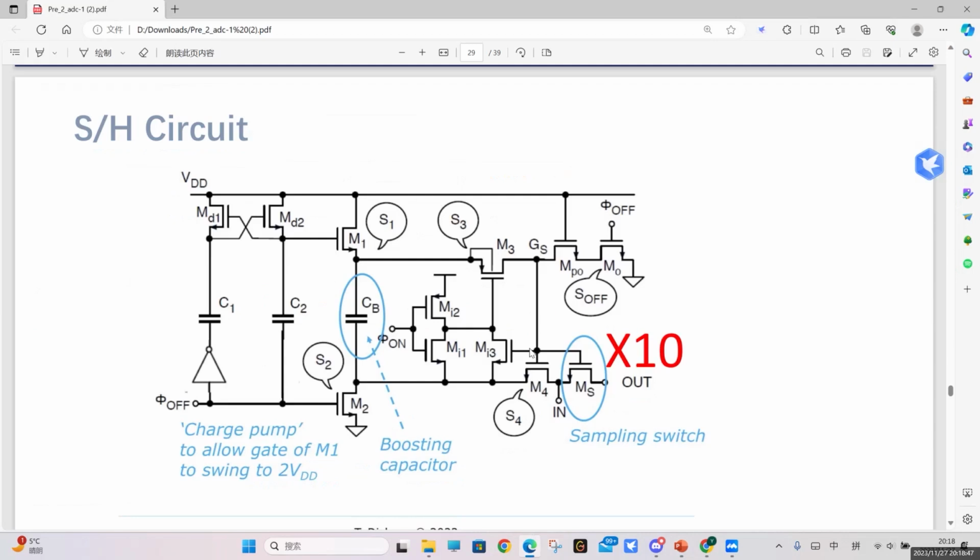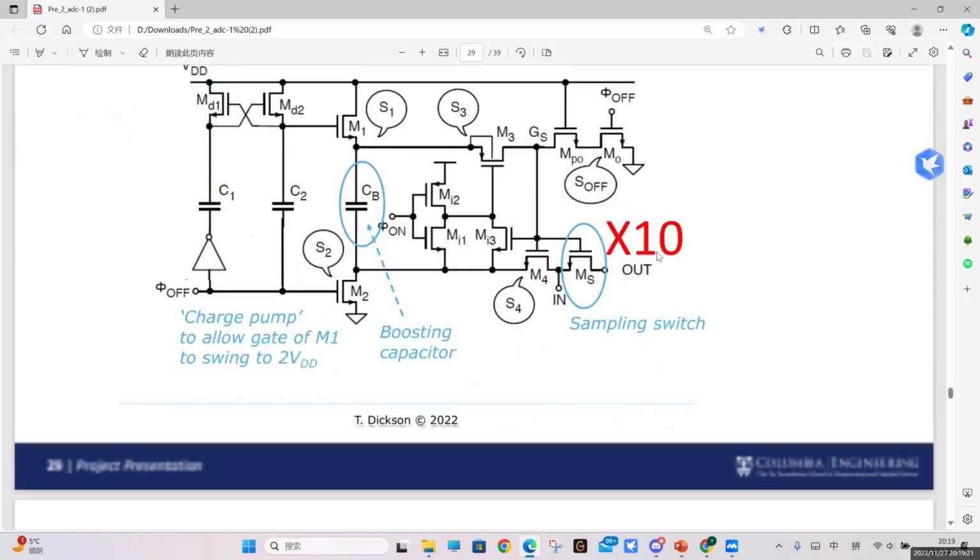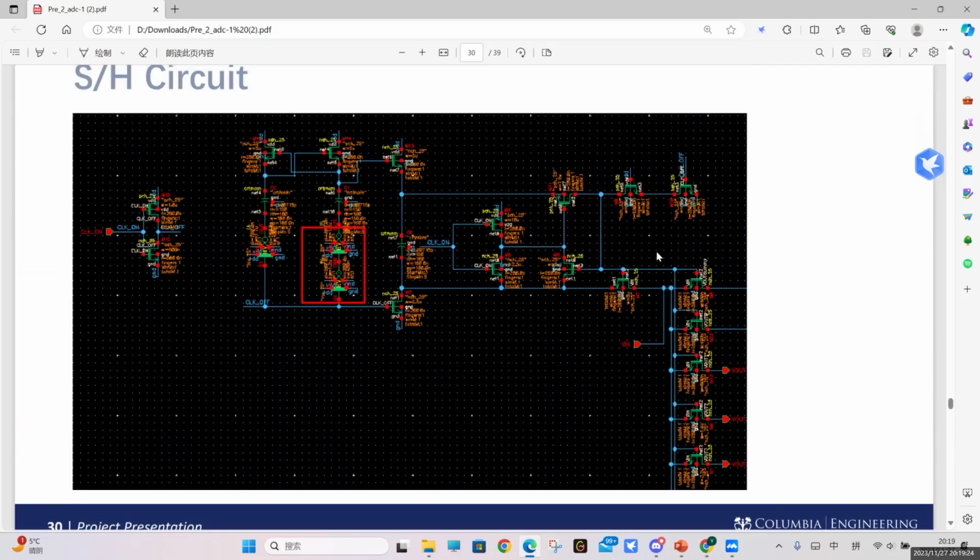Now I would like to introduce our sample and hold circuit. In the design of the ADC sampling circuit, we have chosen the bootstrapped sampling switch circuit for implementation. This sampling circuit precharges a boosting capacitor CB to VDD. When the switch is on, the capacitor sets the VGS of the sampling switch to VDD, regardless of the input voltage. By adjusting the W over L of the sampling MOSFET, we can ensure that the hold pedestal of each sampling bit is consistent. This is the schematic of our sampling circuit.